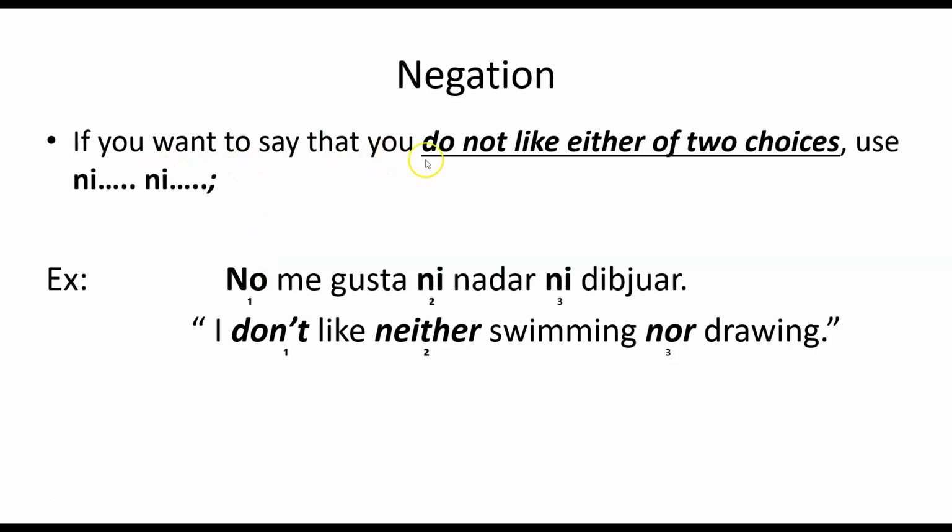If you want to say that you do not like either of two choices, use ni, neither nor. So if I want to say, no me gusta ni nadar ni dibujar, I don't like neither swimming nor drawing. Yeah, you wouldn't say that in English. You would say, I don't like either swimming or drawing. But in Spanish, the more negatives there are in a sentence, the better that it is.